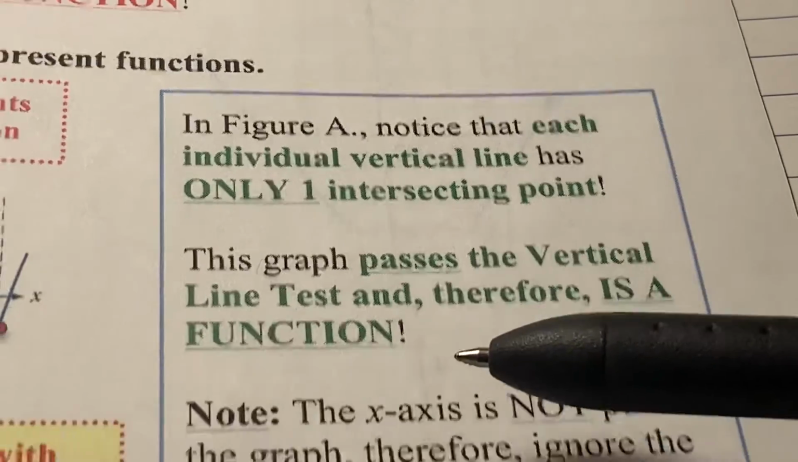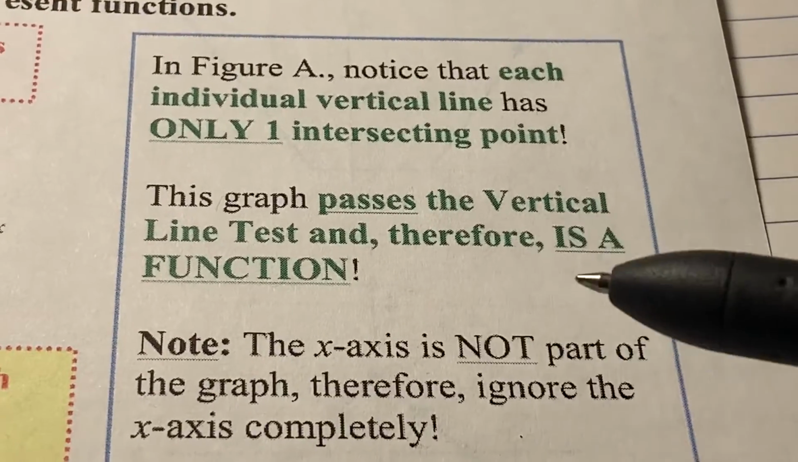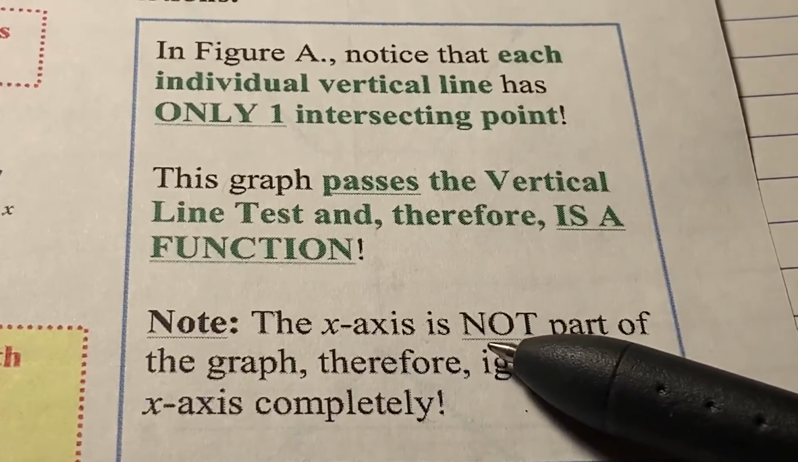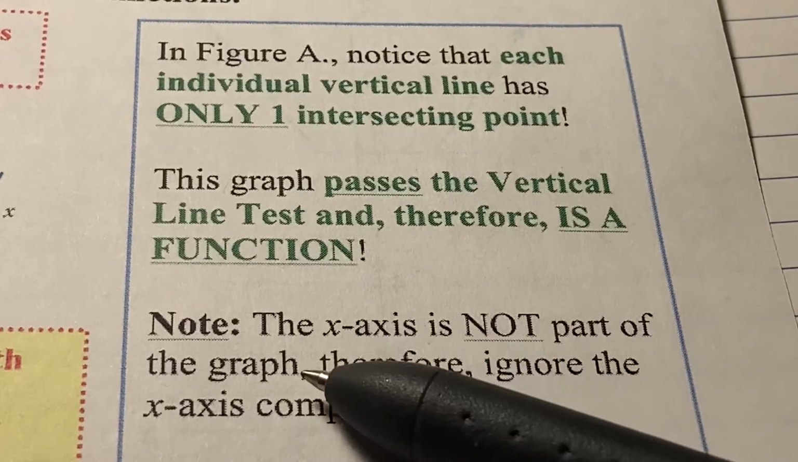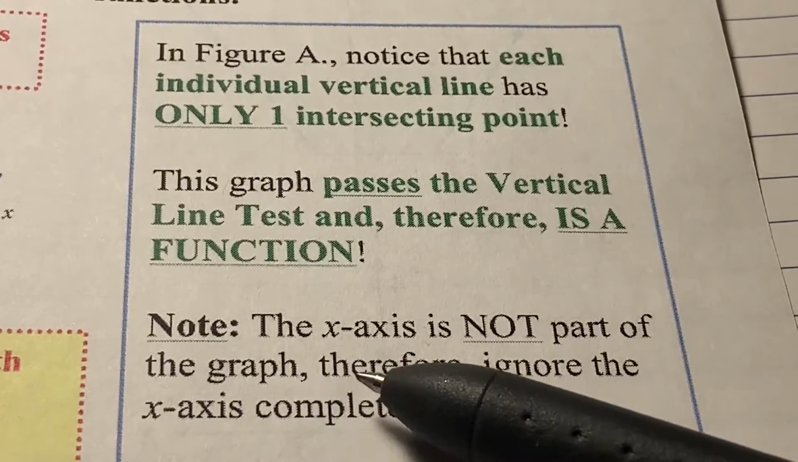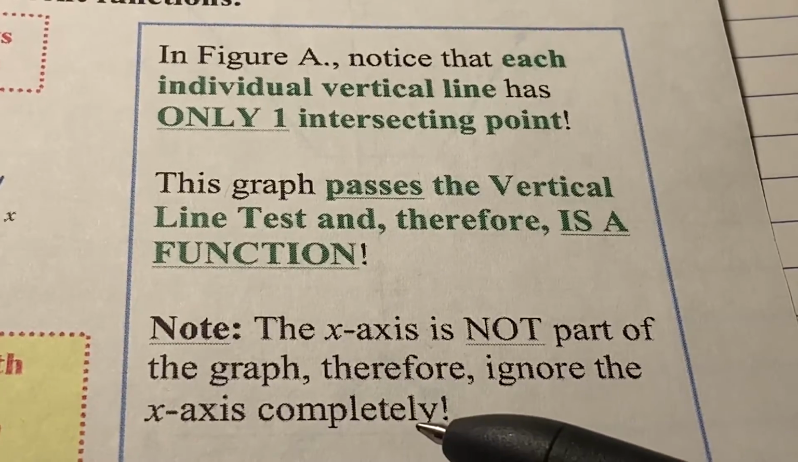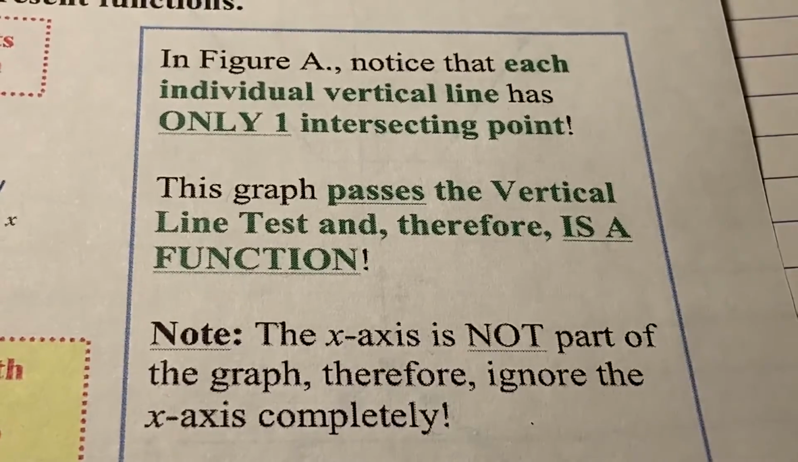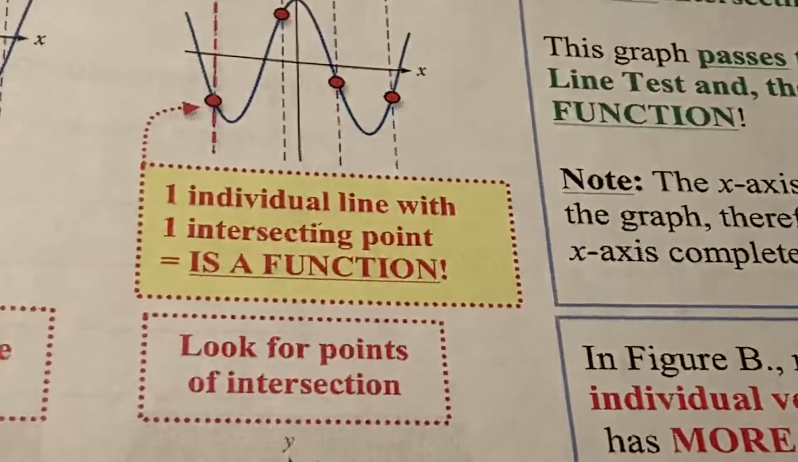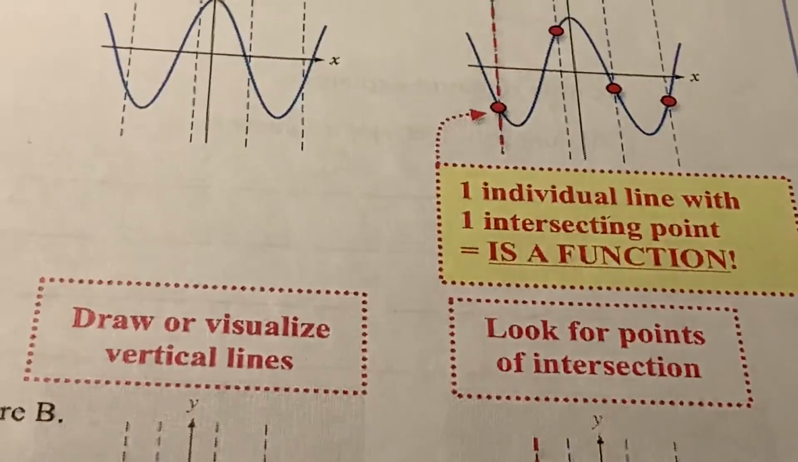Okay, that's the key. Now, let's look at this little note. Note, the x-axis is not part of the graph, as I said many times. Therefore, ignore the x-axis completely when doing the vertical line test, okay? All right, let's look at another example.